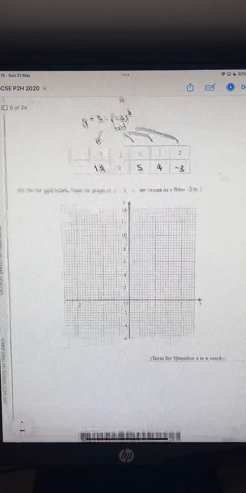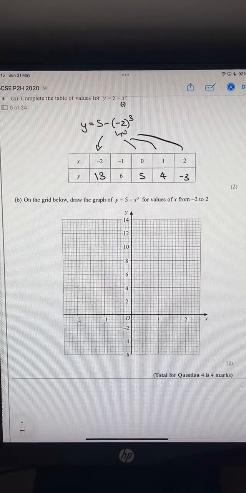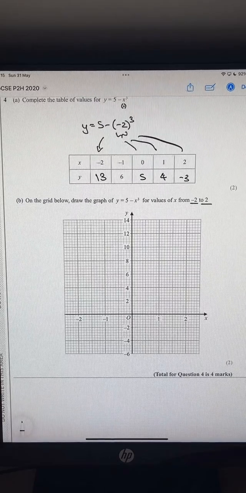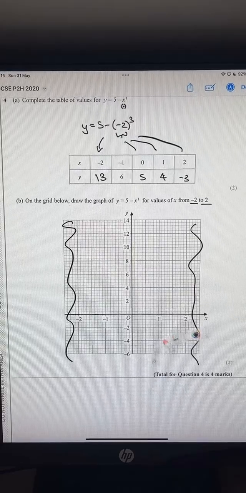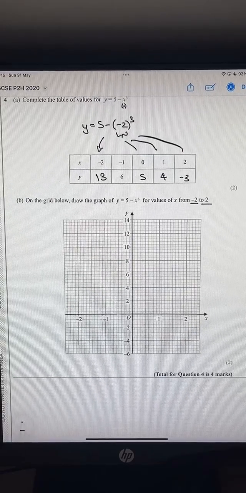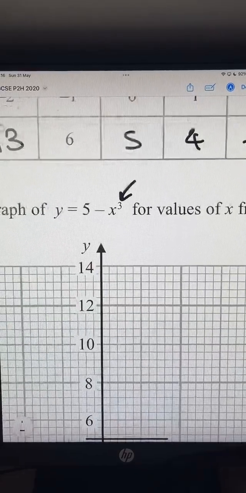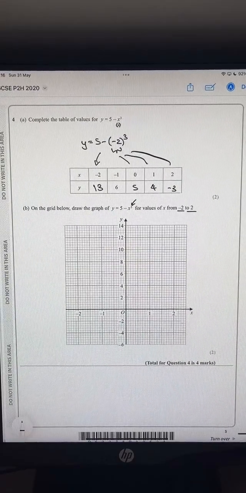And then on the grid below, draw the graph of y equals 5 minus x cubed for values of x from negative 2 to 2. So I don't actually have to worry about this region here and this region here. I can extend my graph there and there, but it doesn't harm my answer. With this type of graph, it is a cubic. If you know the general shape of a cubic, it'll help you out. You can do a check: does my graph look right?